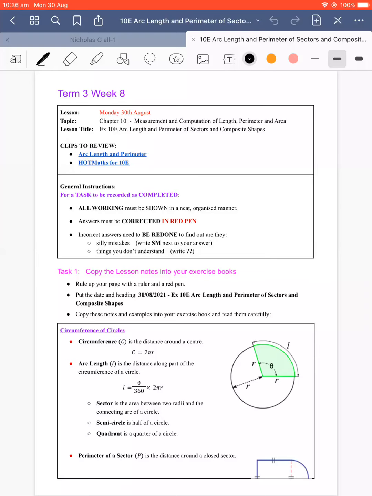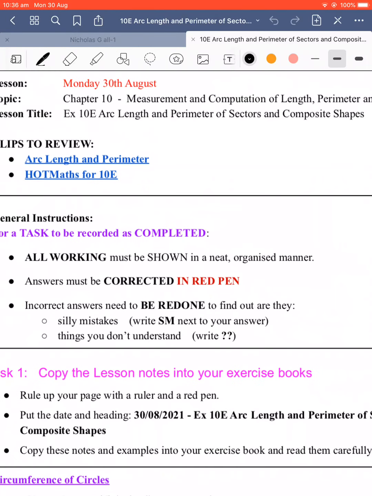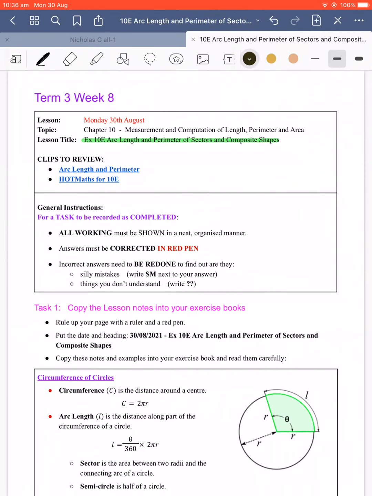Welcome to our tutorial now on exercise 10E. We are looking at a couple of concepts and linking them up with our previous ones. So arc length and perimeter of sectors and composite shapes. So again, applying a few different things that we have already looked at previously.